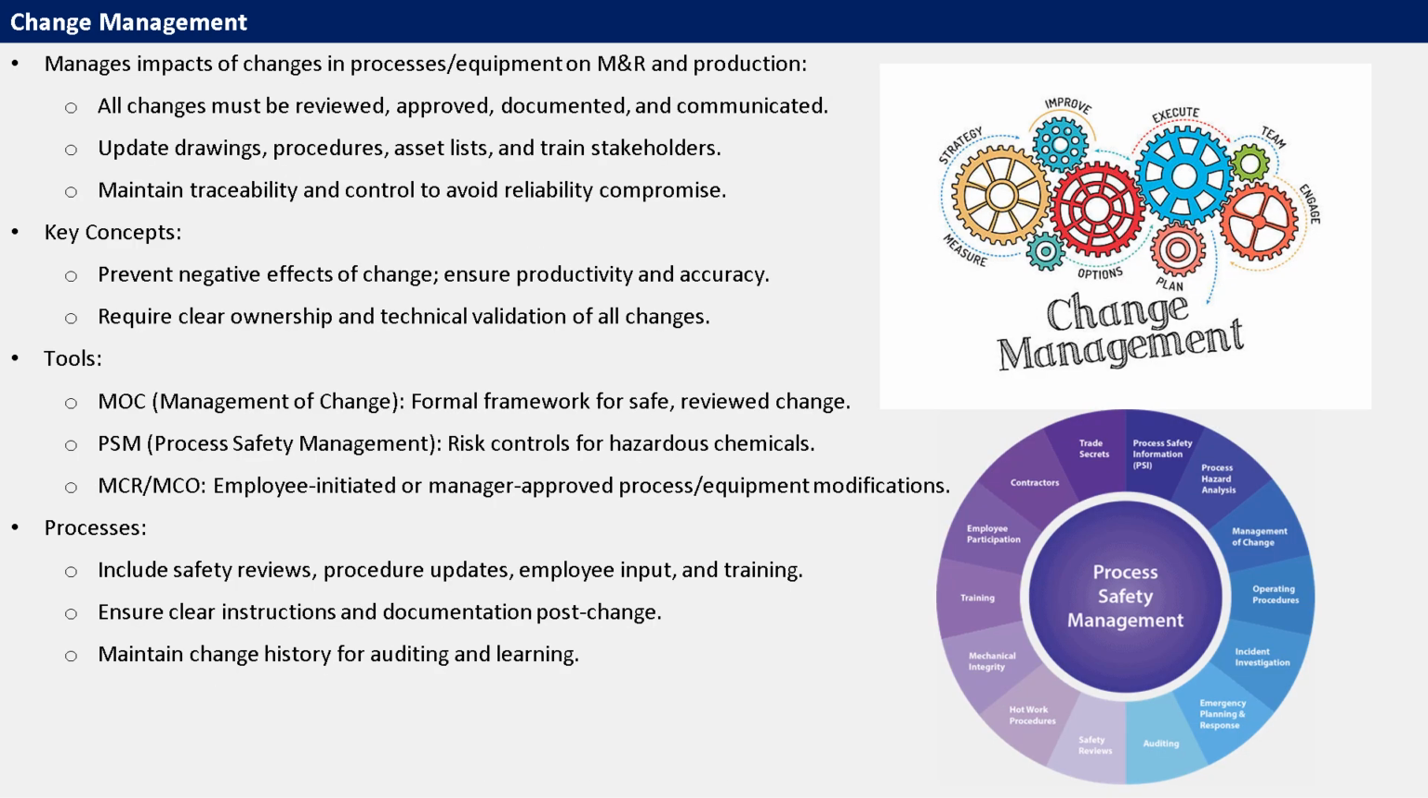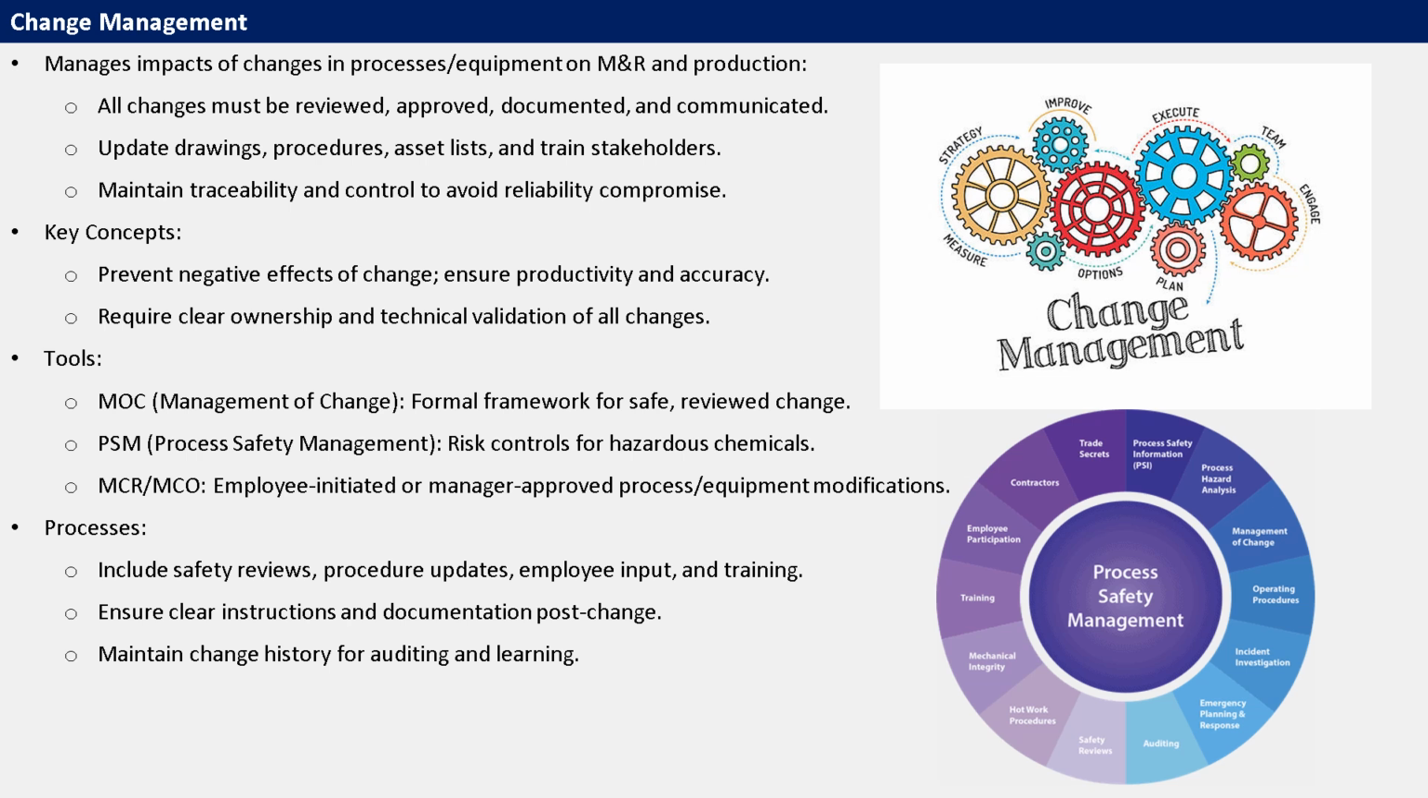Manages impacts of changes in processes, equipment on maintenance and reliability, M&R, and production. Change management is a systematic approach to handle modifications to processes, equipment, and systems that may impact maintenance, reliability, and production performance. The goal is to ensure all changes are evaluated for their potential impact before implementation. Every change, whether minor or major, must go through a formal process that includes review, approval, documentation, communication, and training. This avoids unplanned consequences that could affect equipment reliability or safety.